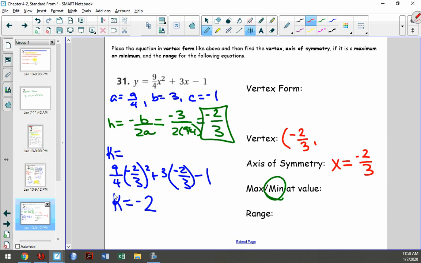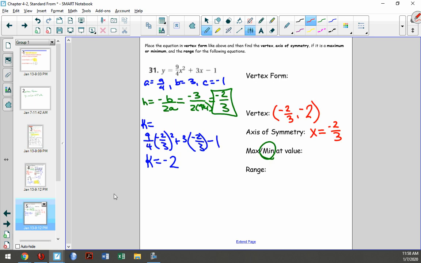So where is negative 2 going to go now? It's going to finish off my vertex. And now if I graph this, I'm going to graph negative 2/3, negative 2. That puts me here. And we said I have a minimum value because it's opening up. Where is my minimum value at? It is at negative 2. Did we see that?